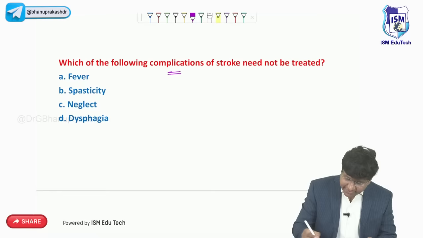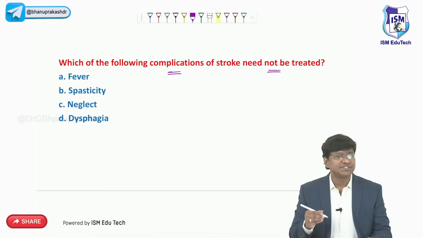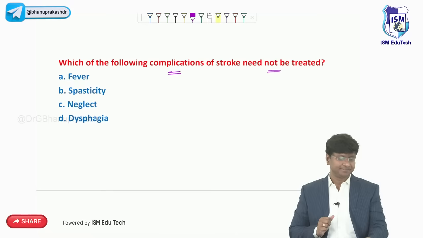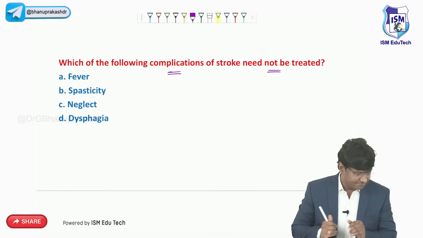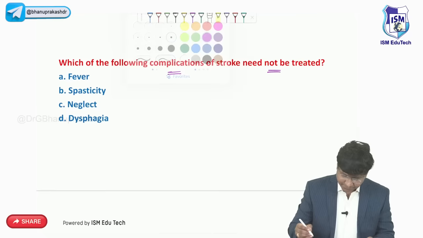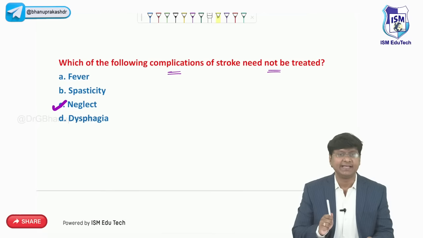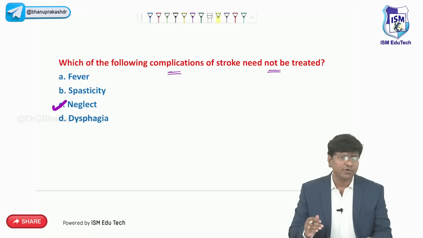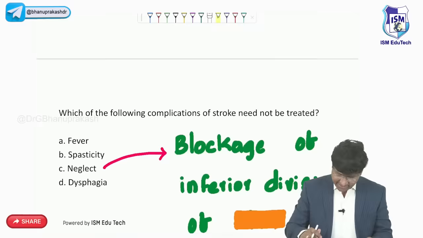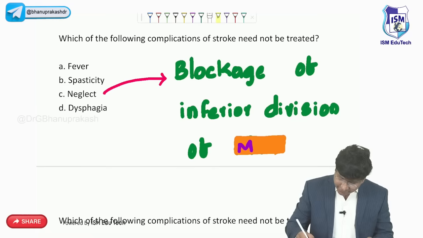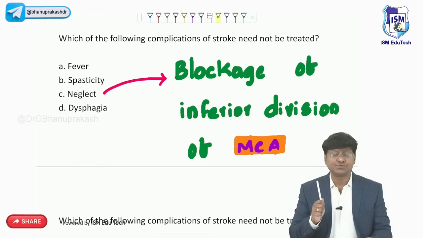Okay. Next. Another important question on the topic of stroke. Which of the following complications of stroke need not be treated? Fever, spasticity, neglect, dysphagia. Yes. Right. So please remember, the one which does not require treatment is neglect. Now, what about the other options? First of all, what is this neglect? Why does it occur? Neglect occurs mainly due to blockade of the inferior division of the middle cerebral artery.